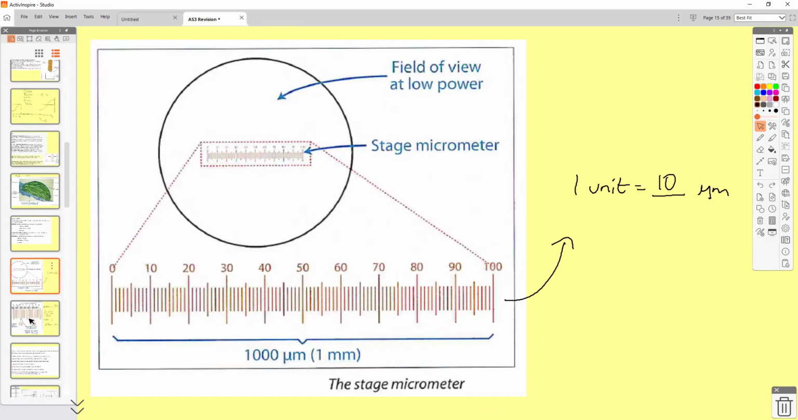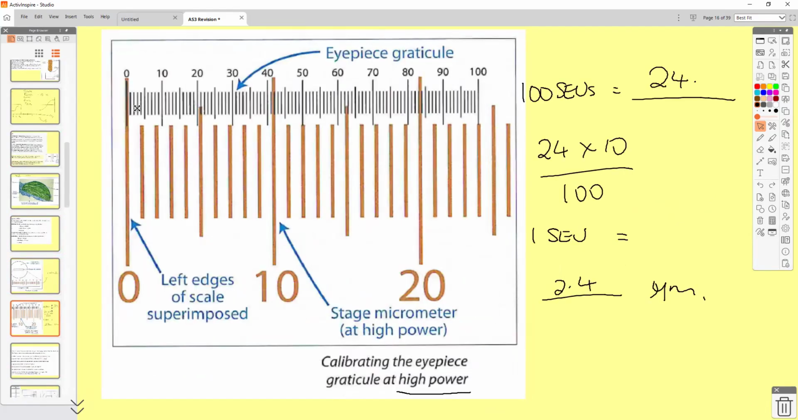Then you would use your eyepiece lens on your stage micrometer, like so. So here's the stage micrometer, the larger one, and your eyepiece graticule, or eyepiece lens, that you put in. You can see here that 100 of your eyepiece graticule units is equal to 24 of the stage micrometer units. You multiply that by 10 because each of these spaces is worth 10 micrometers. Divide that by 100 and that will give you one small eyepiece unit.